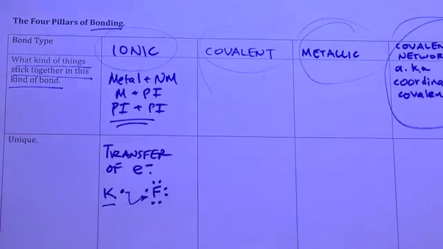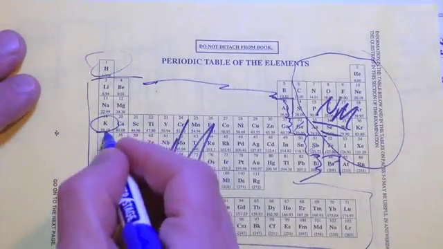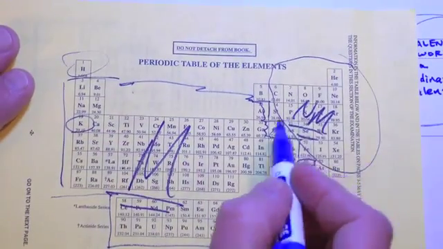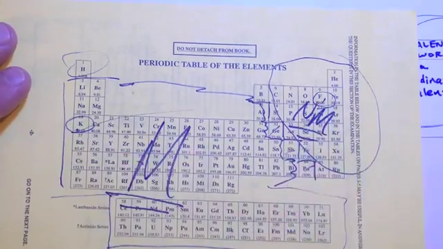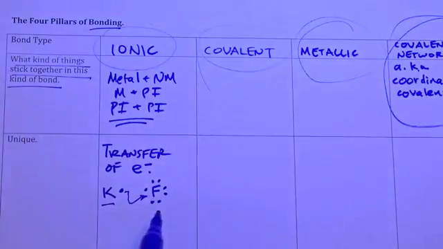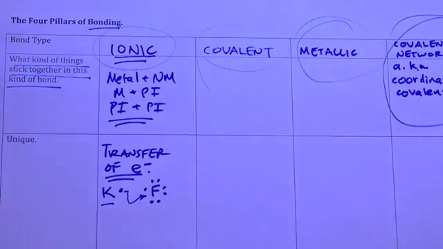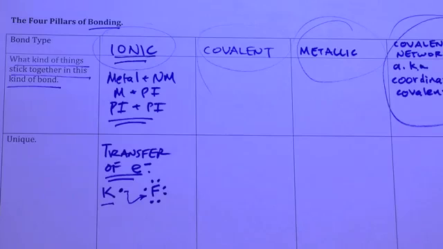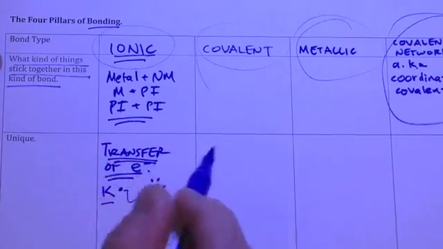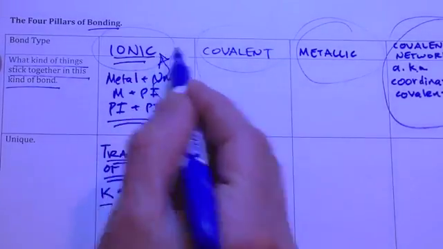Remember, potassium's a metal. Potassium's right over here on this side of the periodic table, okay? Fluorine, of course, is a nonmetal. It's right up here. And these two will transfer electrons to one another. This transfer of electrons occurs in ionic bonding. It's a completely unequal sharing of electrons and a completely sending of one electron, usually from the metal to the nonmetal, from the metal to the polyatomic ion, or from one polyatomic ion to another. A transfer of electrons. Keep that in mind for ionic bonds.